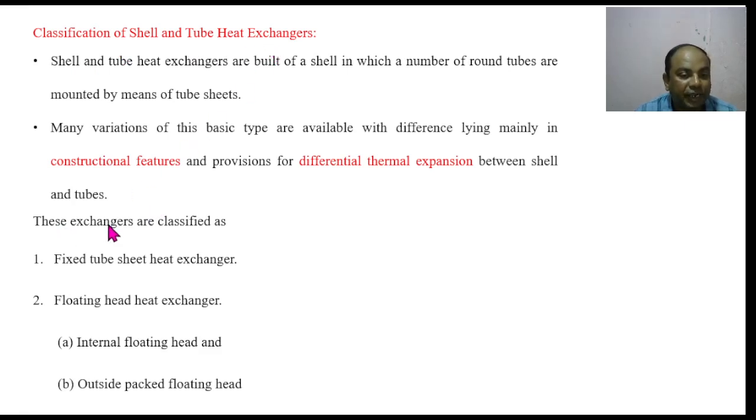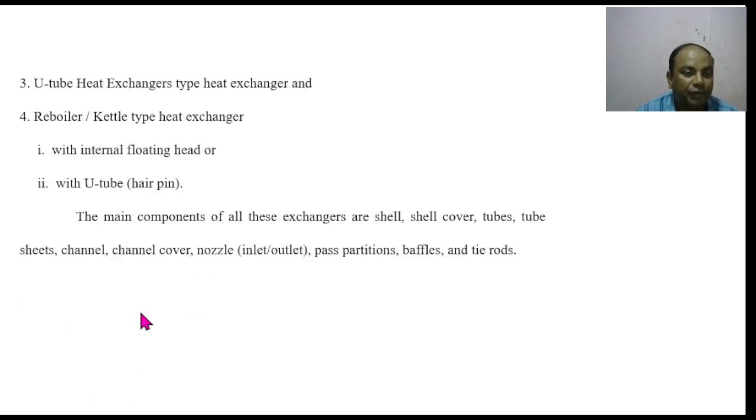So these exchangers are classified as fixed tube heat exchanger and floating head heat exchanger. The floating head heat exchanger is again classified as internal floating and outside packed floating. Moreover, the third type is U-tube heat exchanger, and the fourth is reboiler or kettle type heat exchanger. This kettle type or reboiler heat exchanger is subclassified again as with internal floating head and U-tube.